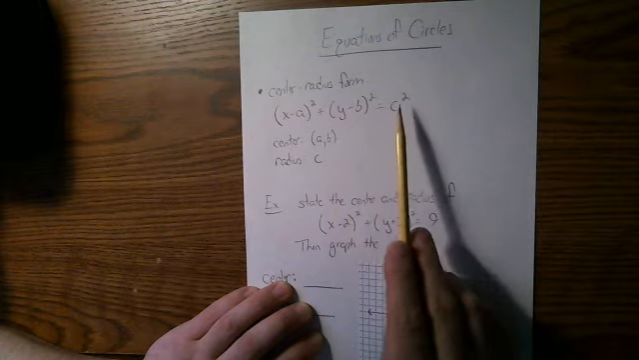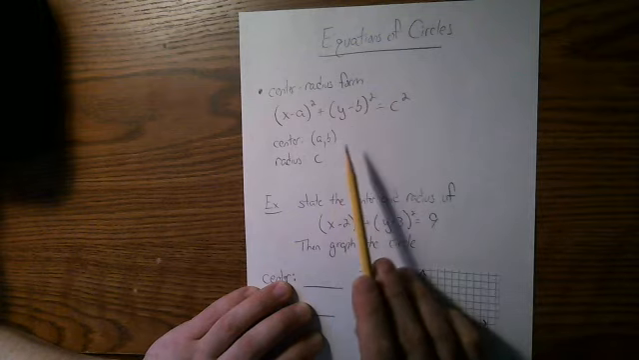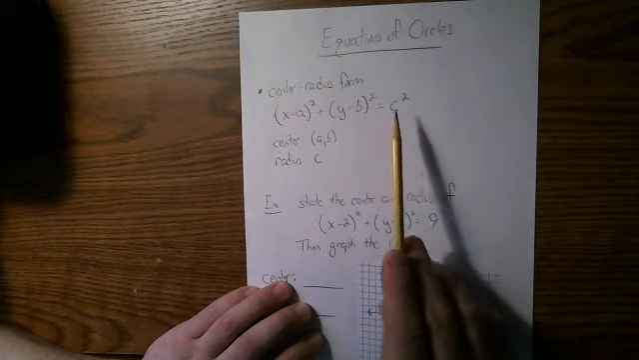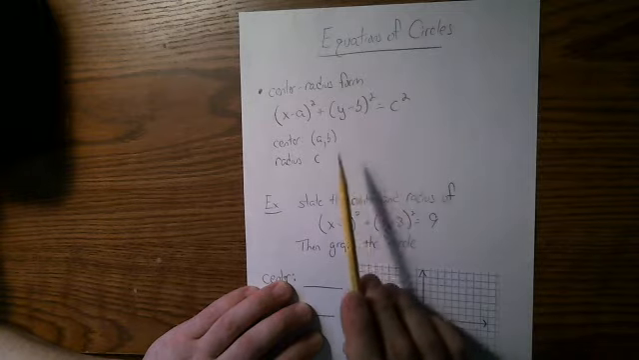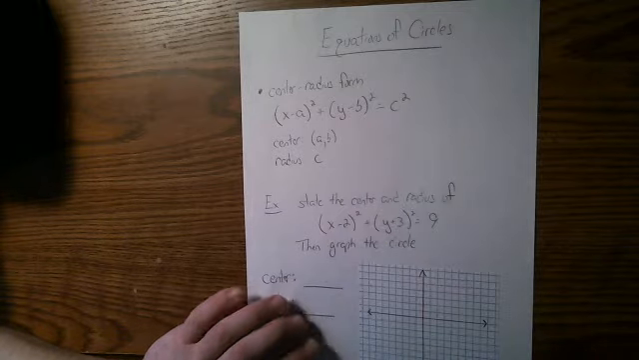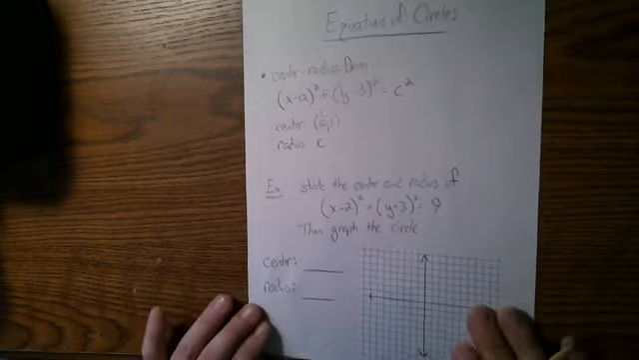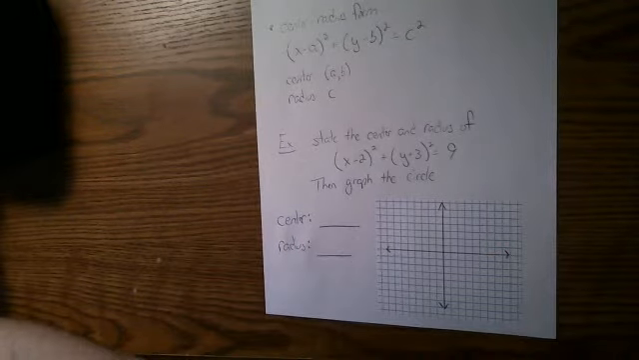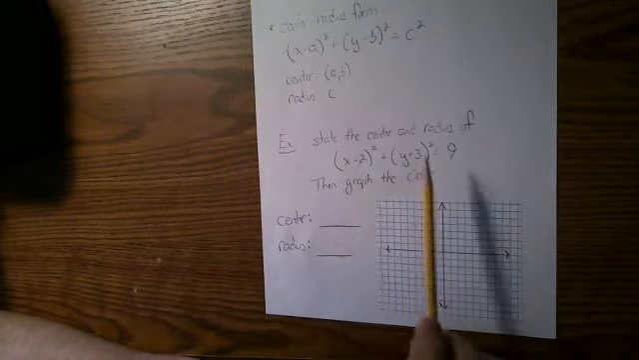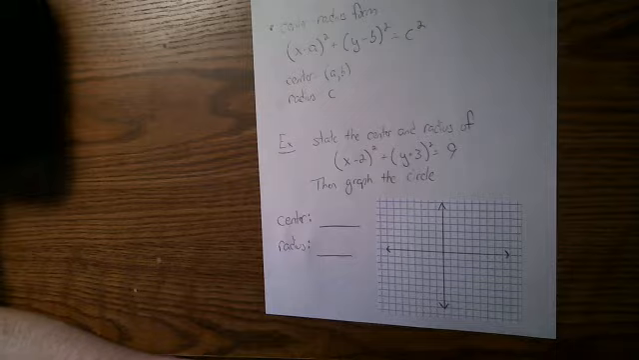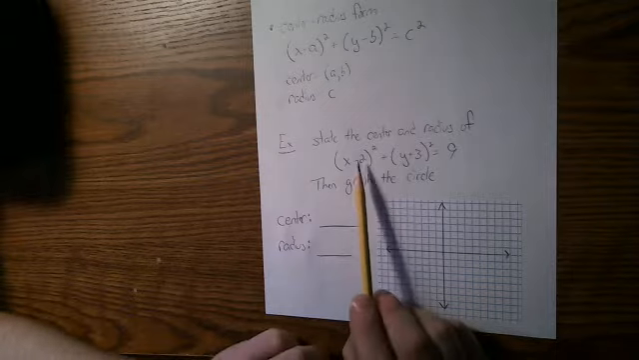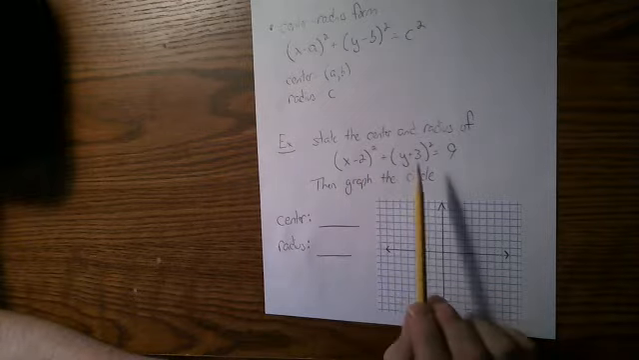And the radius is simply the square root of the number on the other side of the equal sign. So although c squared is in the equation, the radius of this equation is c. So here's an example. We're going to find the center and the radius of this circle, and then we're going to graph that circle. So let's take a look at the numbers on the inside of the parentheses.